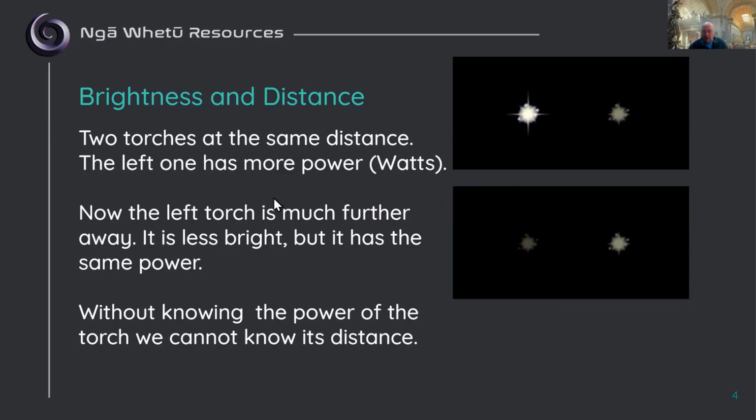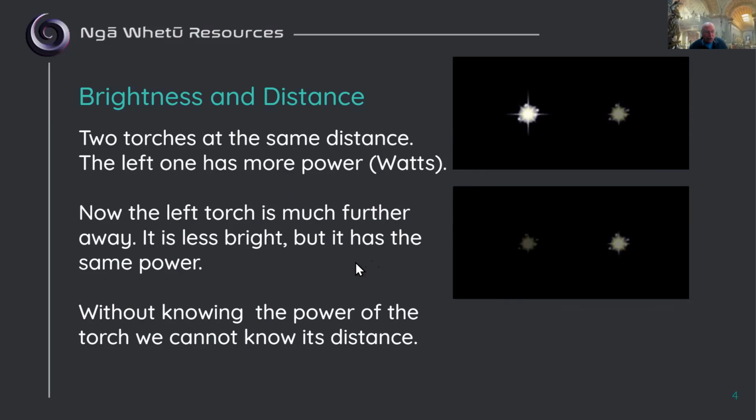But now you ask your friend who's holding the bright torch to go further away. What you see here in the bottom image is that the torch which has the most luminosity, if it was a star, because it's further away, is looking dimmer, is less bright as you see it than the other torch, which is still at the same original distance. So this demonstrates that if you do not know the wattage of the light bulb, so to speak, then we cannot know the distance from brightness.